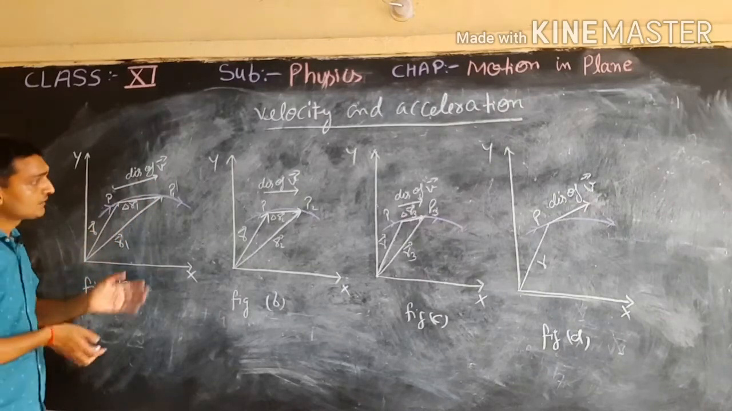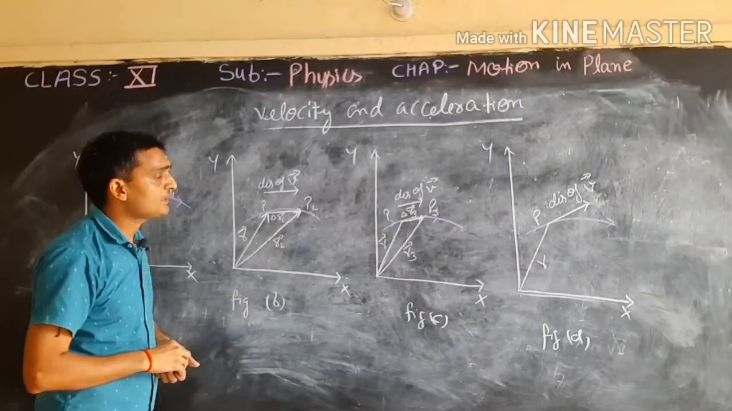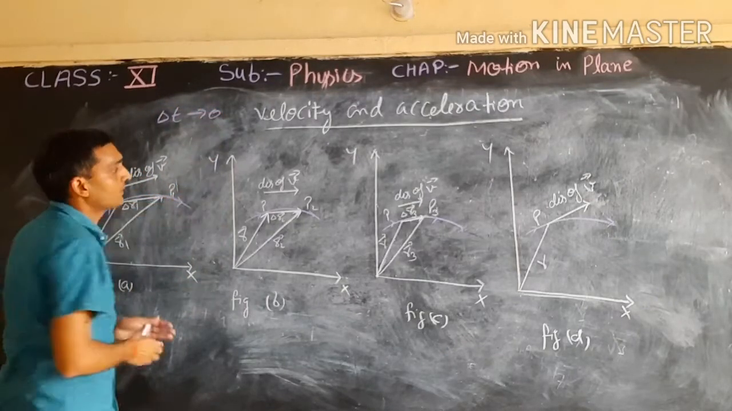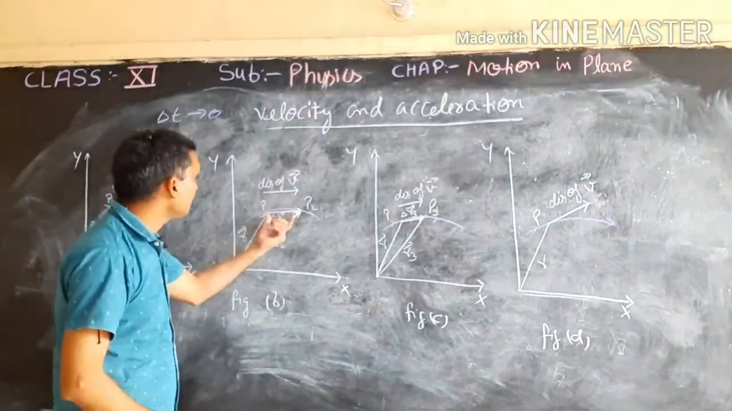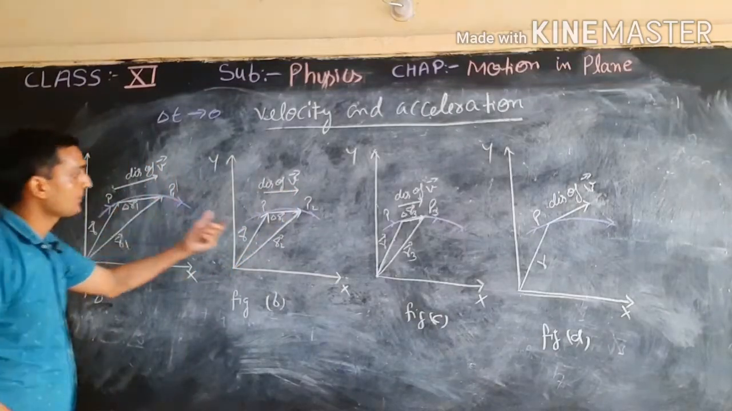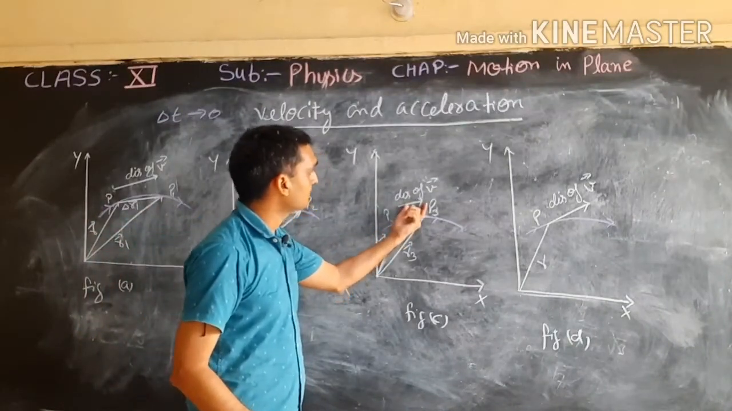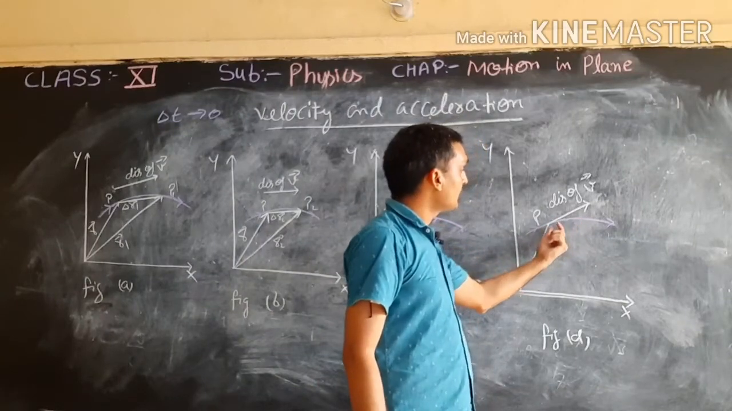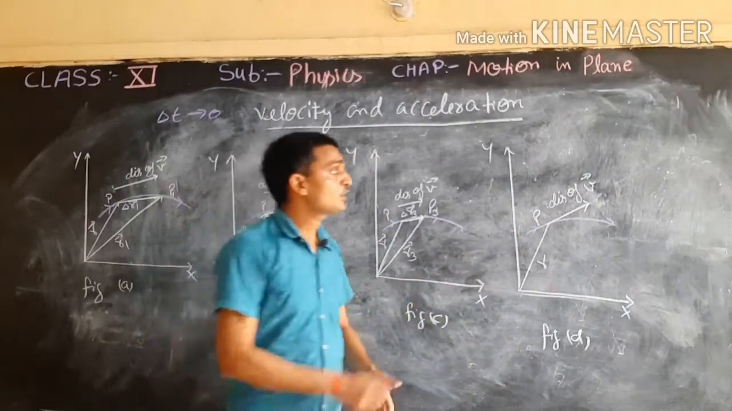As the time interval decreases, as delta t tends to 0, our average velocity becomes instantaneous velocity. See, in this graph, this arrow becomes small in comparison to this, and again it is small, again this is small, and in this case as delta t tends to 0, our average velocity becomes instantaneous velocity.